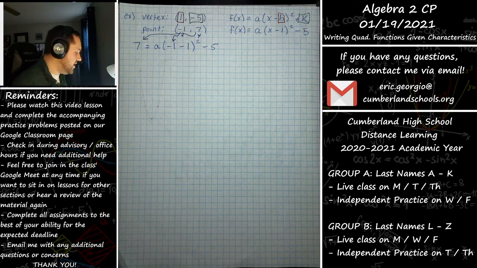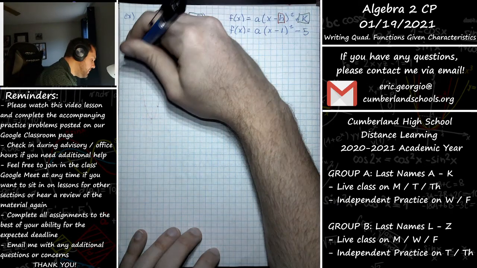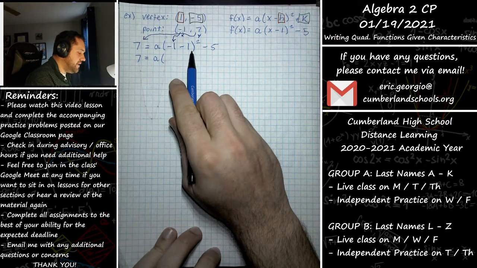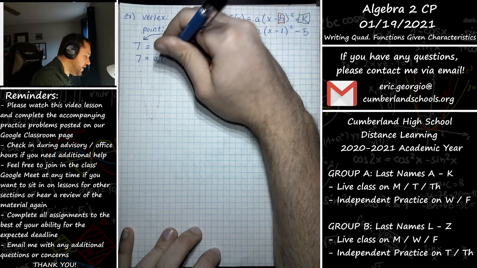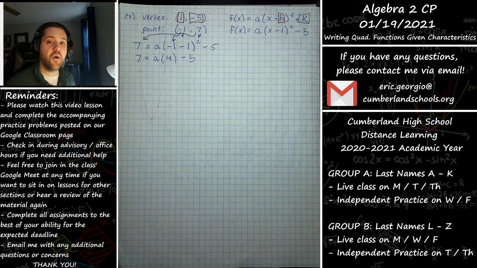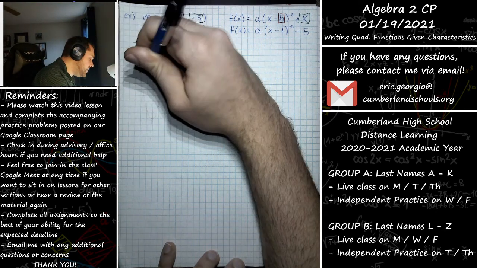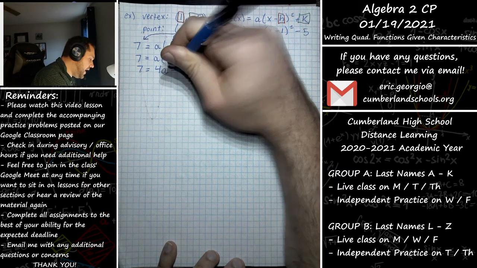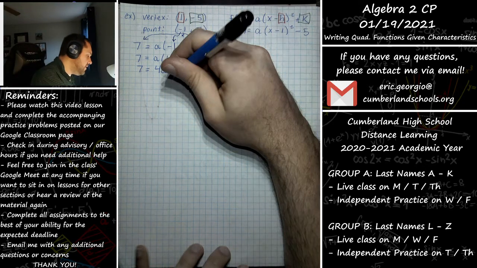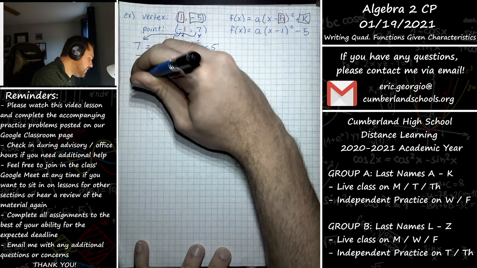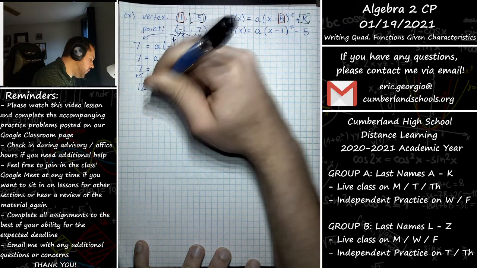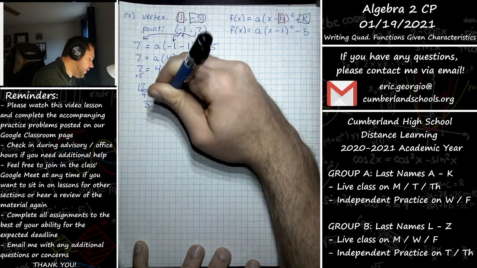So let's see what this is actually going to look like. We'd say here that 7 is equal to a times -1 minus 1, which is -2, squared is 4, so a times 4 minus 5. To write that in a more familiar format, 7 is equal to 4a minus 5. And now this is just an Algebra 1 two-step equation that we should be more than comfortable with. Solve for a by adding 5 on both sides. That gives us 12 is equal to 4a. Dividing both sides by 4, we get that the value of a is 3.